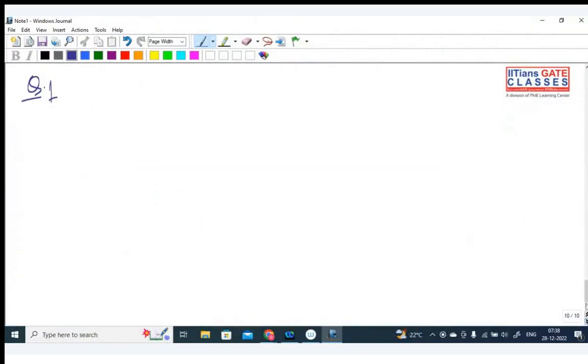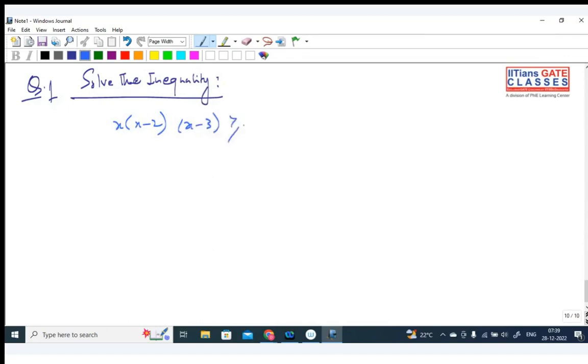So let me take the problem here. Solve the inequality. What kind of inequalities are there? (x minus 2)(x minus 3) greater than or equal to 0. So guys, this expression is given. The very first step is factorize. Already it is in factor form, so step one is clear. You don't have to do anything. So x minus 2 and x minus 3, greater than 0.